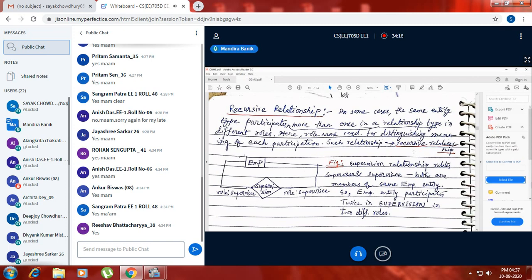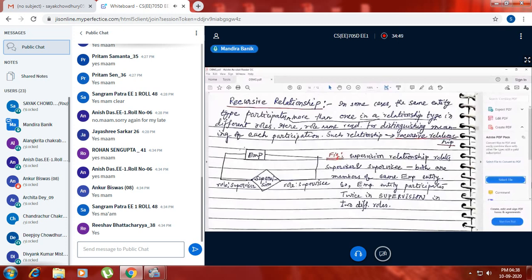More than once, it is participating in the relationship in two different roles, once in the role of supervisor and next time in the role of supervisee. So this type of relationship is called a recursive relationship. The supervision relationship relates supervisor and supervisee. Both are members of the same entity type, employee. So the employee entity participates twice in supervision in two different roles.